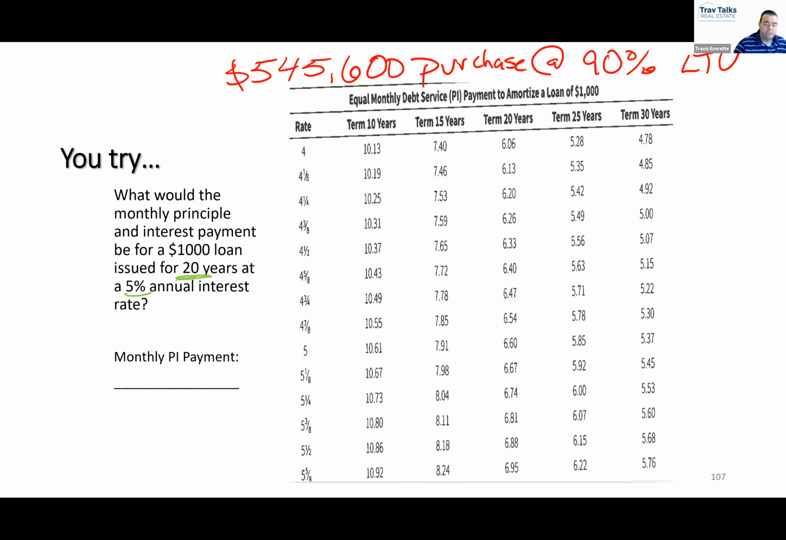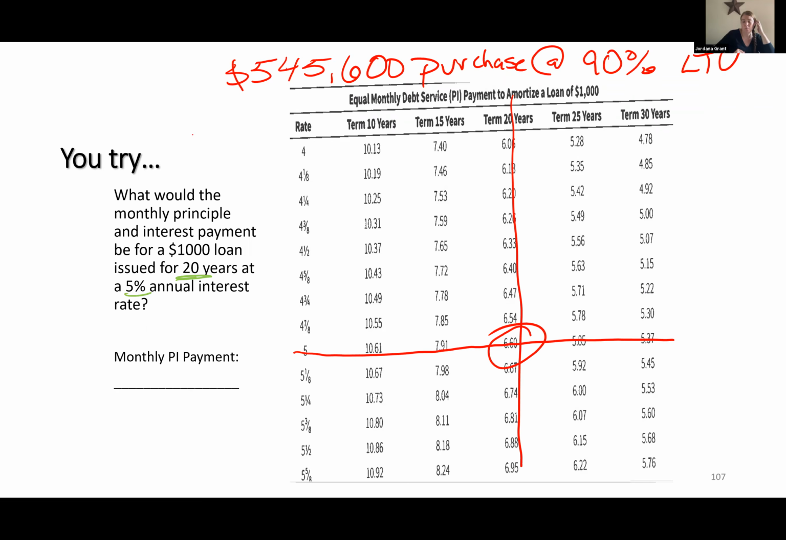So if we look at the chart, 5%, 20 years, how many of you came up with 6.60 as your loan factor? Everybody good on that? So we got a factor of $6.60. All right, if I look at my loan amount, 545,600 times 90% loan to value, I came up with a loan amount of 491,040. Everybody all right with that?